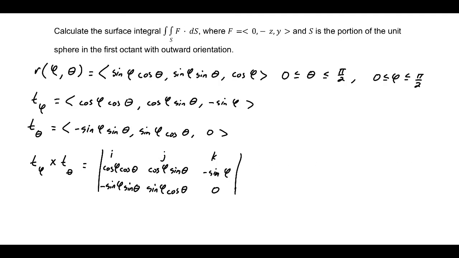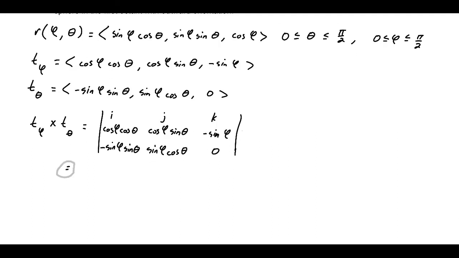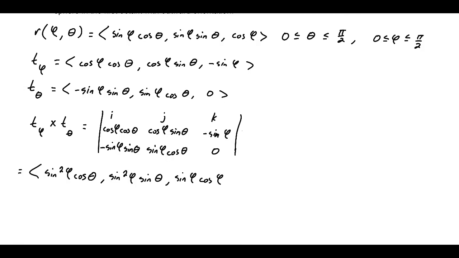All right. This will then be equal to the vector ⟨sine squared phi cosine theta, sine squared phi sine theta, sine phi cosine squared theta plus sine phi cosine phi sine squared phi⟩.